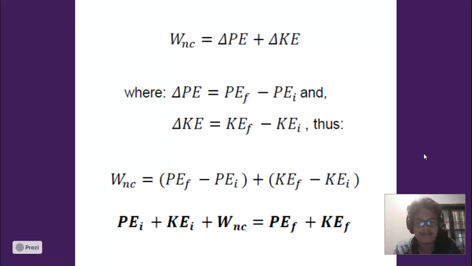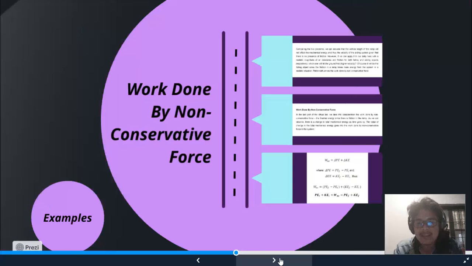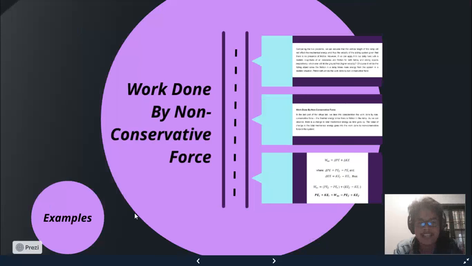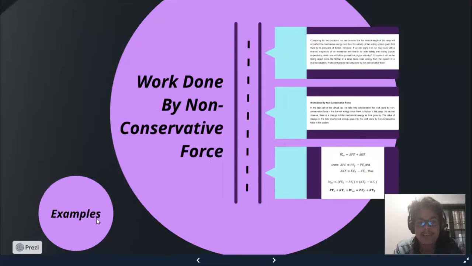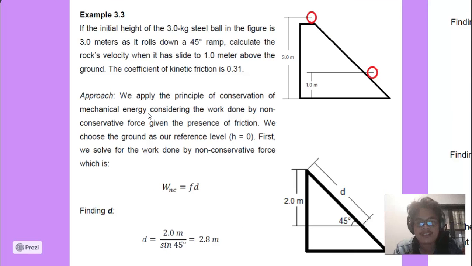Okay, example 3.3. I will just explain the problem and sabihin kung paano siya sinolve. I just want you to solve it for yourself din. I just want you to study the module din syempre. If the initial height of the 3 kg steel ball in the figure is 3 meters, 3 meters siya dito sa taas, as it rolls down the 45 degrees ramp. The ramp is inclined 45 degrees. Calculate the rock's velocity when it has slid to 1 meter above the ground. The coefficient of kinetic friction is 0.31.